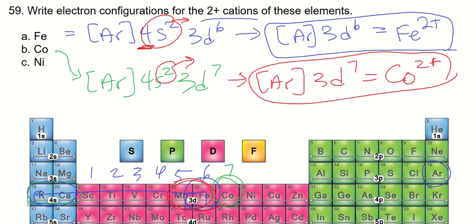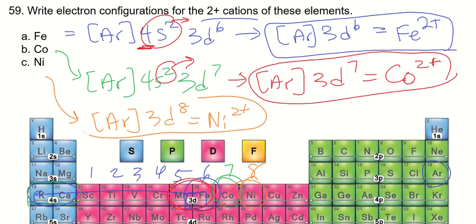Uno más. Nickel. Nickel, right there, number 28. So I think you got this, right? You know you're going to remove the 4s2 electrons, so your answer is simply going to be argon 3d8. And that's for the nickel 2+ cation.